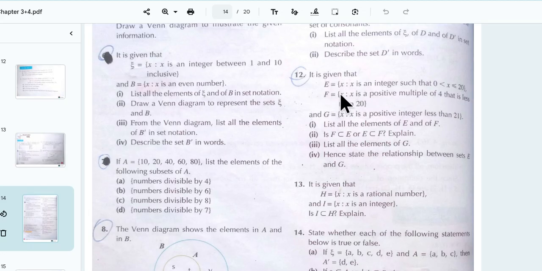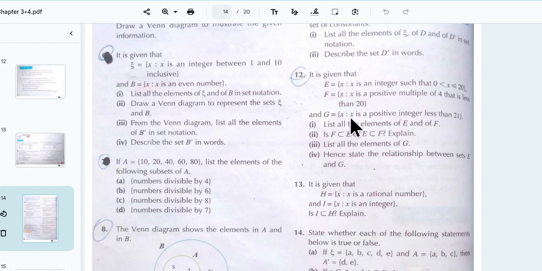Now what is the set F? X such that x is a positive multiple of 4 less than 20. Multiples of 4: 4, 8, 12, 16, 20. But here it is mentioned that it is less than 20. So that means we have to write here only 4, 8, 12, 16.